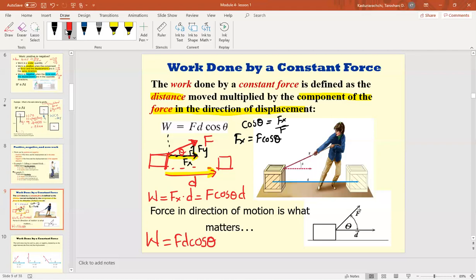Okay, and if I write it this way, F d cosine theta, this is the work. Theta is the angle between the force and the displacement. But make sure you put the two tails together, because a vector has a head and a tail, or tip and tail. When the two tails are together, that is the angle between force and displacement. So that's important.